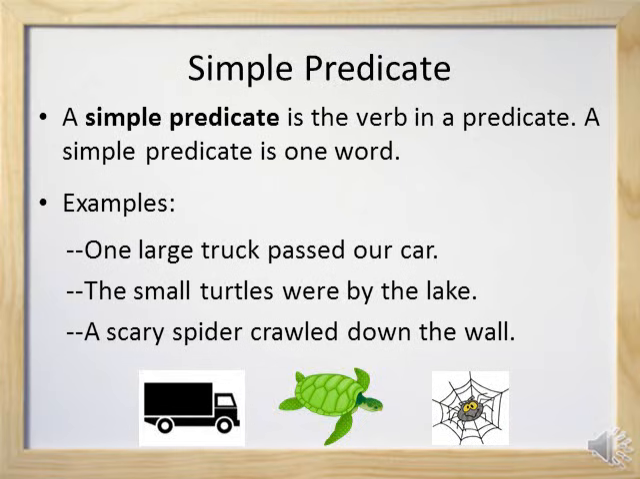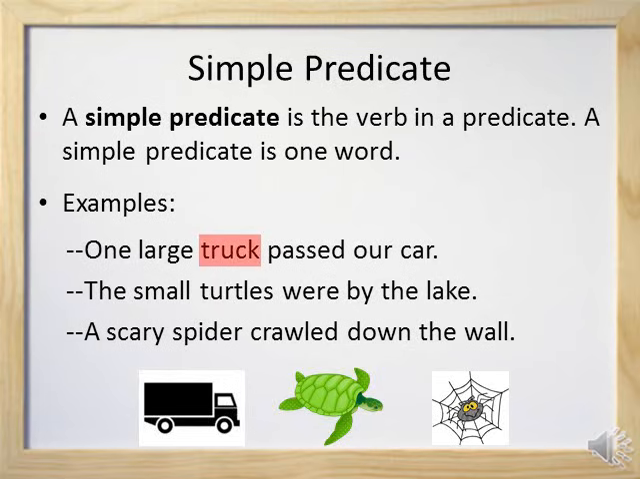To identify the simple predicate in each sentence, it's easiest to begin with the simple subject. The simple subject is who or what the sentence is about. So let's look at the first sentence. One large truck passed our car. First, let's identify the simple subject. Who or what is this sentence about? Just one word.